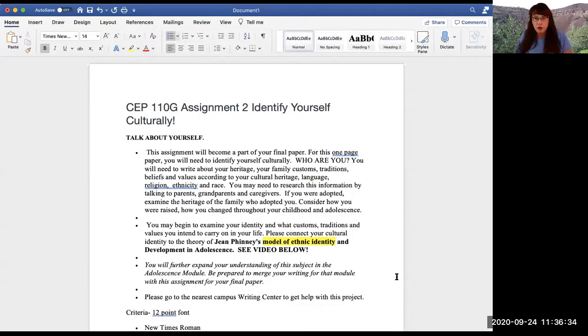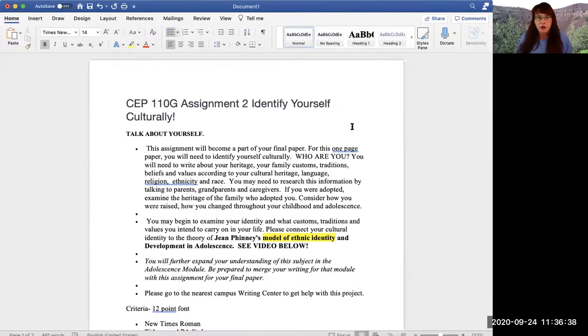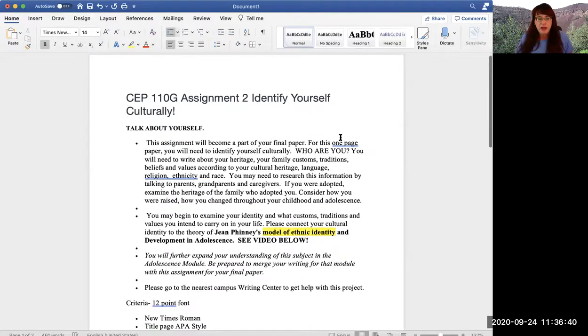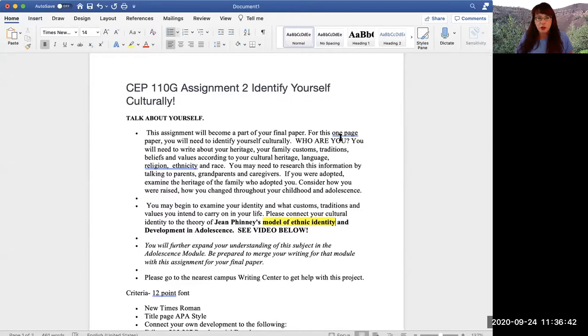So I'm going to share a page with you. Let me just do that. Basically, I have a list of, there's 3 assignments that have to do with identify yourself culturally. The first one is assignment number 2. And basically what it is, you will identify who you are.